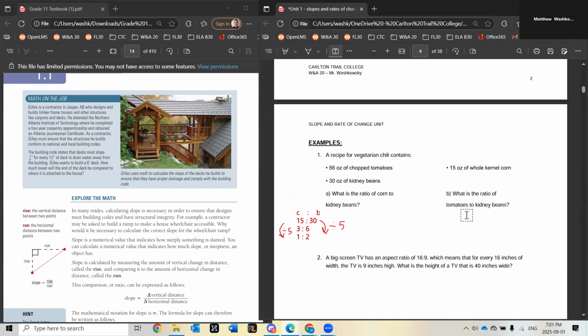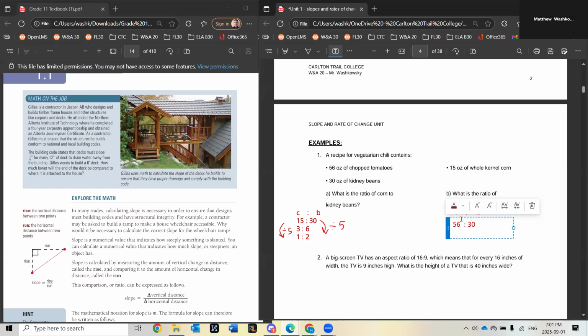Now for question B, what's the ratio of tomatoes to kidney beans? Well, for tomatoes, I'm going to put T to a B. For tomatoes, I can see that it's 56 to 30. And again, you'll get better at simplifying stuff as it goes on. Your calculator can do it for you. I'll show you how to do that later in a calculator video. But so starting out here, I need to simplify these. Or can I simplify them?